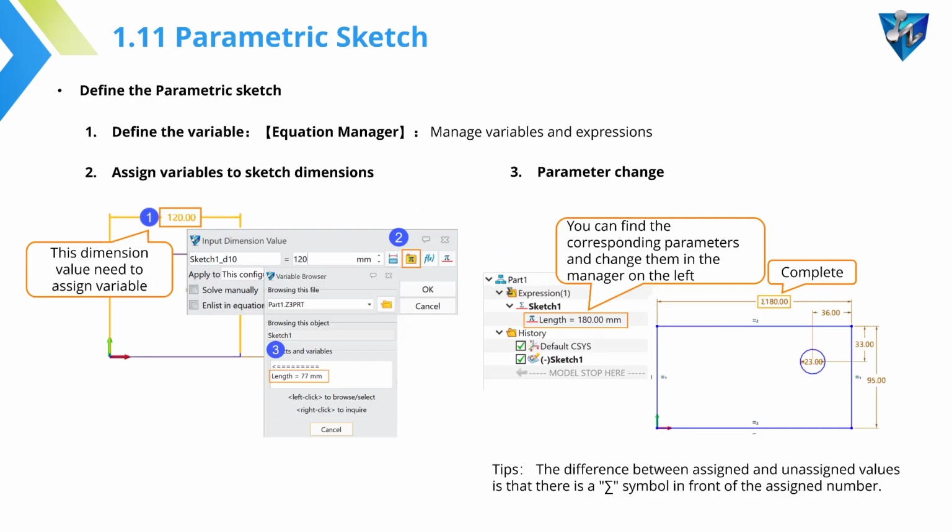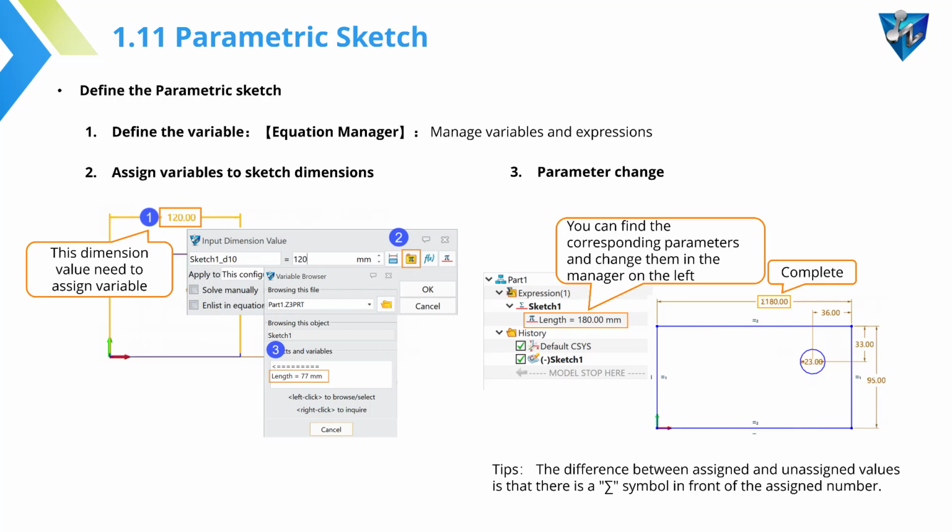In the last part of this section, I will introduce the parametric sketch. So how do we define the parametric sketch? We can define the variables in the equation manager. With the equation manager, we can manage the variables and the expressions. And all the variables can be used in the sketch or the modeling level.